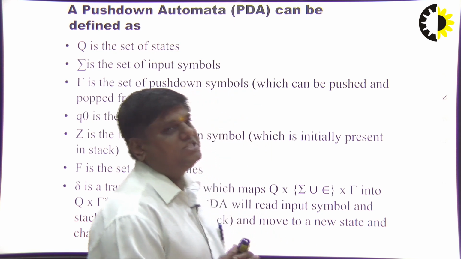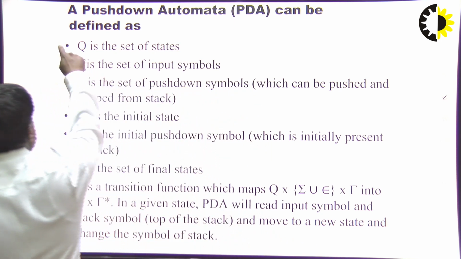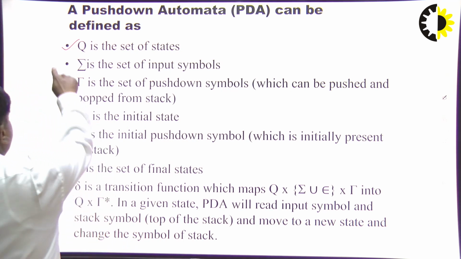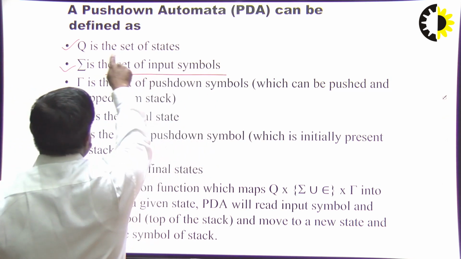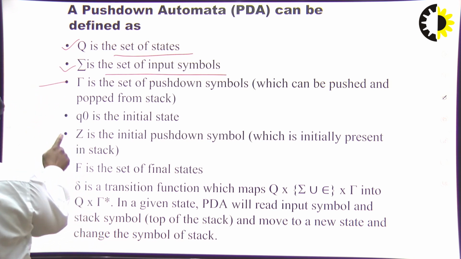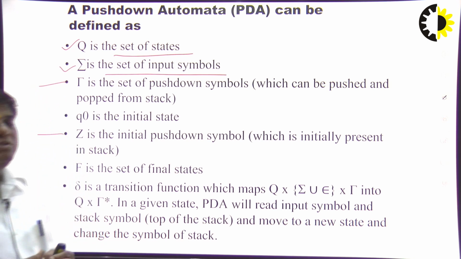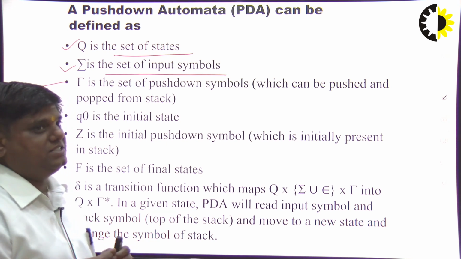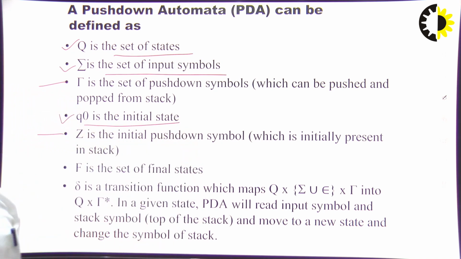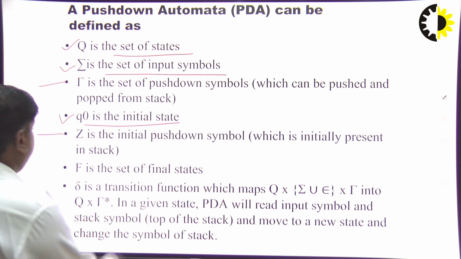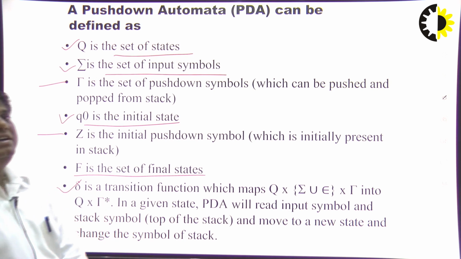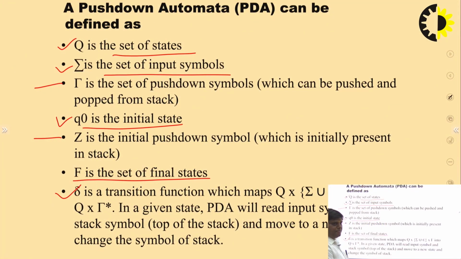Now, this is the basic definition of the PDA. A PDA consists of a 7-tuple. Tuple 1 is Q, the set of states. Sigma is the set of input symbols. There are also tau and Z, which we will discuss later. Firstly, we discuss the important symbols. Q naught is the initial state, another important tuple of the PDA, F is the final state, and delta is the transition function of the PDA.